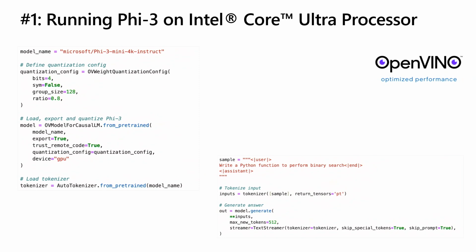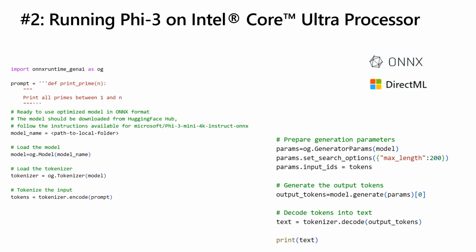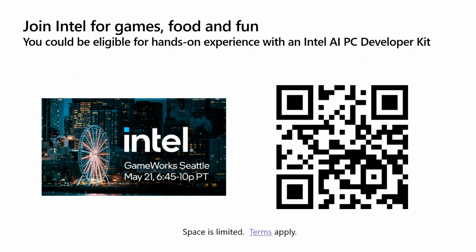So it's very easy. And for developers who would like to use Onyx with DirectML, the flow is very similar and very easy. Just define the name of the model, load the tokenizer, define your sample input, and just call generate. Very easy to run. Very cool. Awesome. Thank you, Guy. Thanks for helping us.